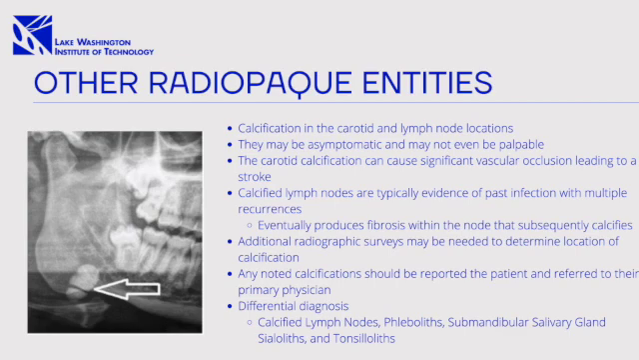Calcified lymph nodes are typically evidence of past infection with multiple recurrences eventually producing fibrosis within the node that subsequently calcifies. Additional radiographic surveys may be needed to determine that the calcifications are in the lymph nodes and not the carotid artery, which would be a serious medical problem. Any noted calcification should be reported to the patient and referred to their primary physician. Differential diagnosis can include calcified lymph nodes, phleboliths, submandibular salivary gland sialoliths, and tonsilloliths.